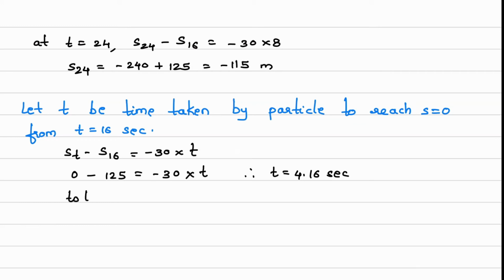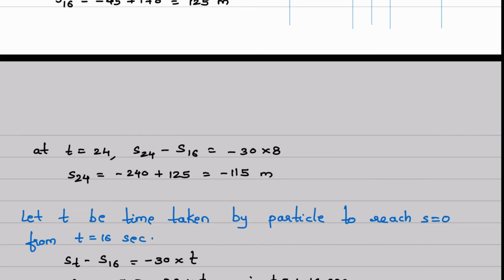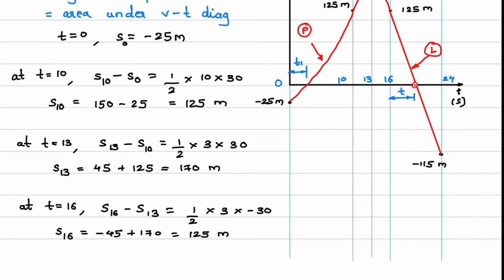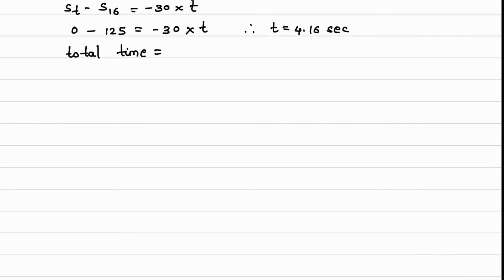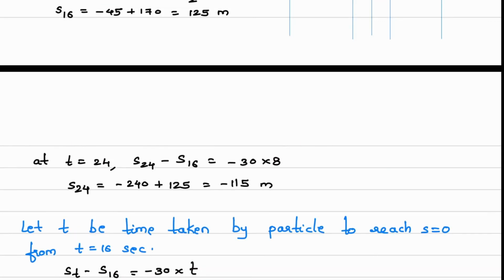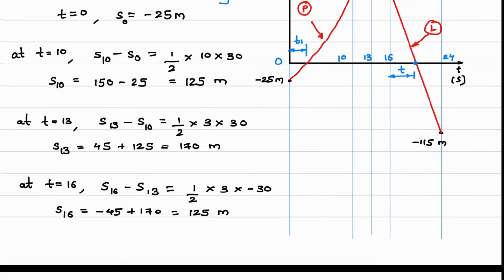So what will be the total time? See the diagram. For this point, the total time will be 16 seconds plus this T. So 16 plus, what is T? 4.16 seconds. So from here the total time is 20.16 seconds. Now you can write this down on the diagram. So this point time is 20.16.